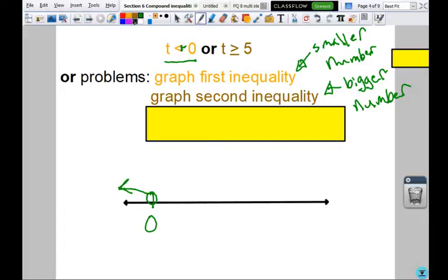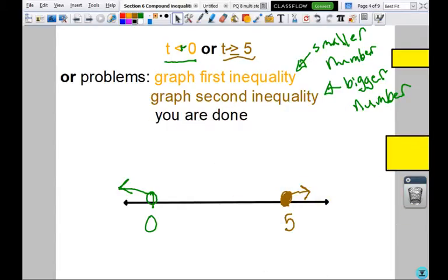So my bigger number is this: t is greater than or equal to 5. I'm going to go over here to the right and put the number 5. I'm going to make my circle, and I'm going to fill it in because I have the or equal to line. This one is going to be an arrow going out to the right because it's t is greater than, so it's going to the right. It kind of looks like an arrow pointing right. And then for or inequalities, that's it. I'm done.